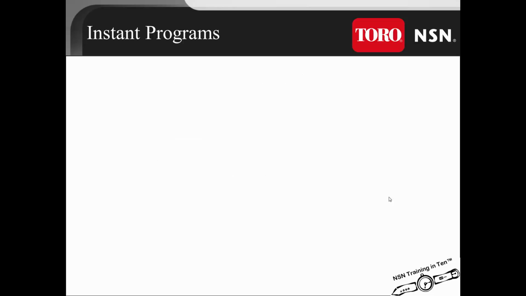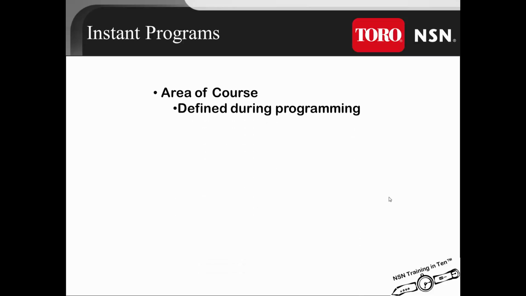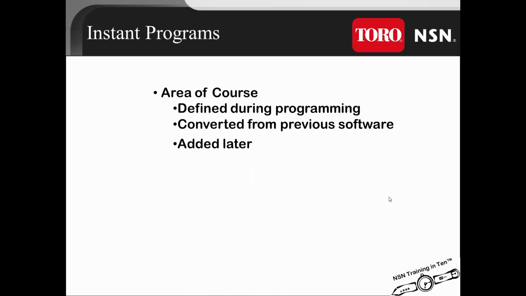Let's look at what instant programs are and how they differ from regular programs. As you know, in the Lynx software, stations are put into the area of the course and the hole they are located on. These areas were defined during programming. They were either converted from previous software like SitePro or have been added later by the user. These areas are the programs in your irrigation system.